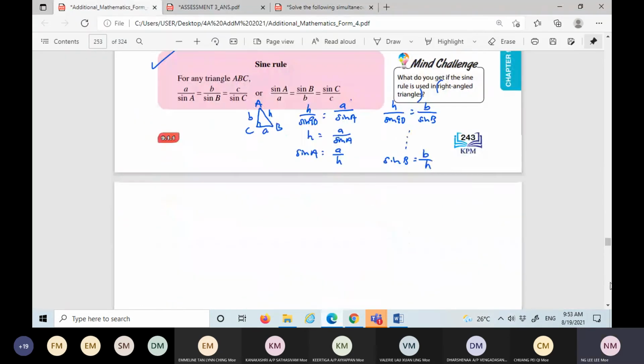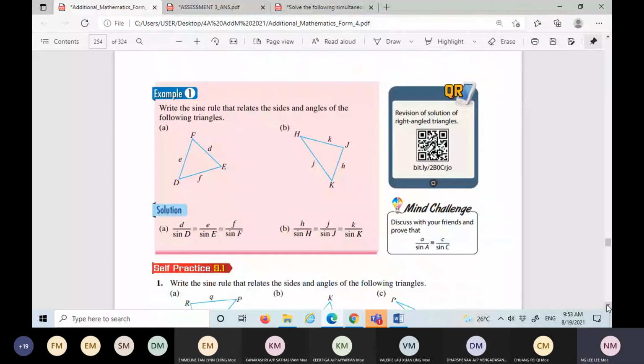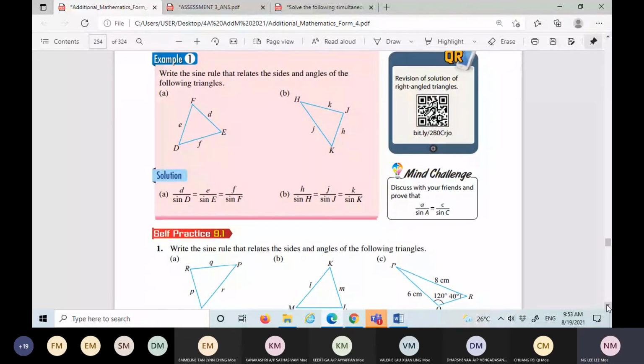We come back here. We go to this example. Write the sine rule that relates the sides and angles of the following triangle. D and D are one pair. So write D over sine D, the capital letter D, then E over sine E, and F over sine F. Let them equal. For question B, the same thing: H over sine H is equal to J over sine J is equal to K over sine K. It's very simple.